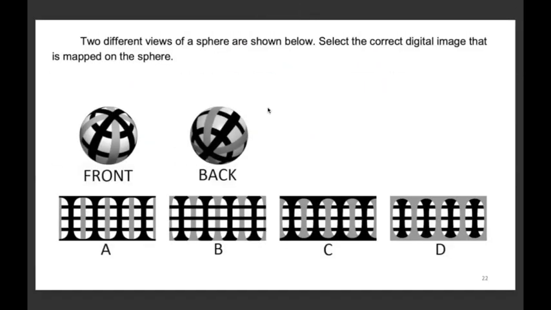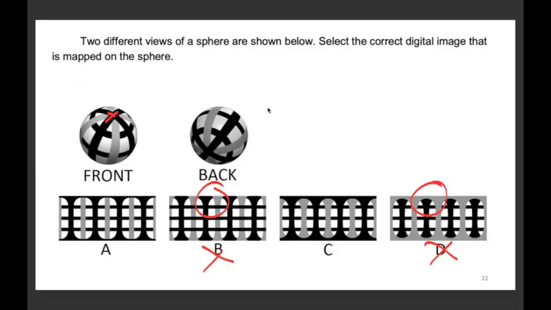Two different views of a sphere are shown here. Select the correct digital image that is mapped on the sphere. In this case, if you look at the top front view and the back view of the sphere, there's a cross that gets formed with a black colored strip here, which means that its edge will have a black edge completely. So B will be wrong and D will also be wrong because of the edge difference.